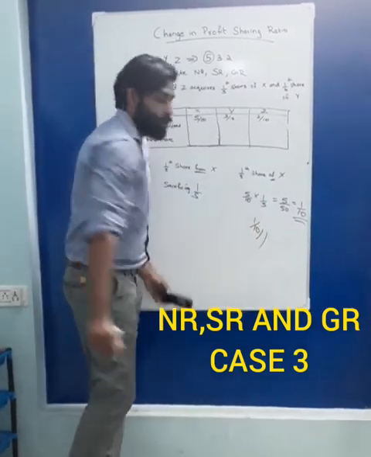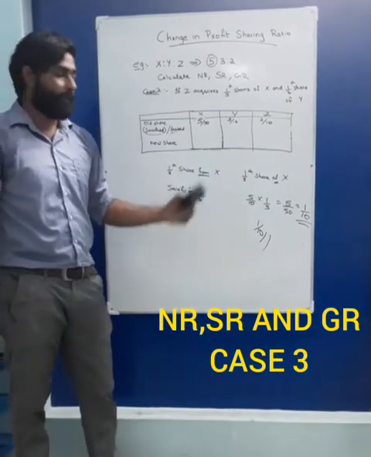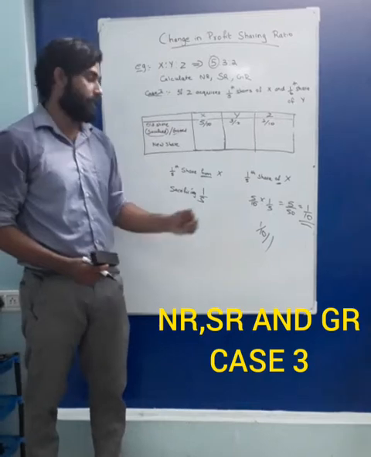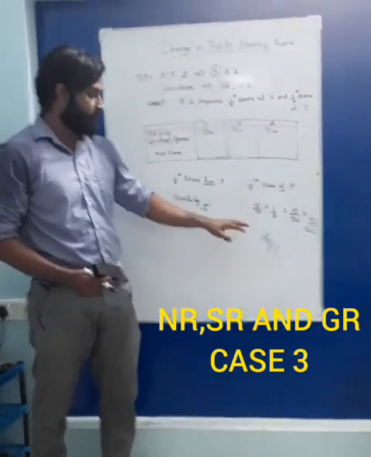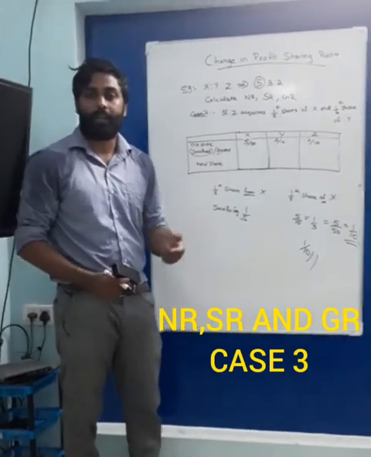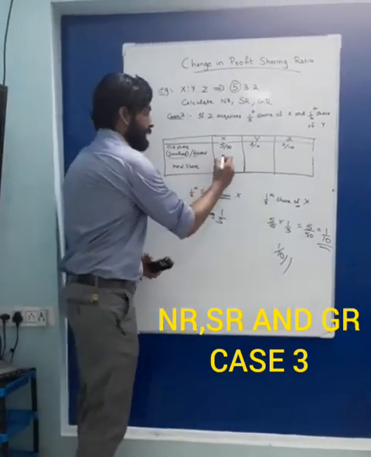Okay, so you have to be very careful. If the question asks 1 by 5th share of X, you have to calculate the 1 by 5 of X, that is 1 by 10. So the sacrificing share of X here is 1 by 10.